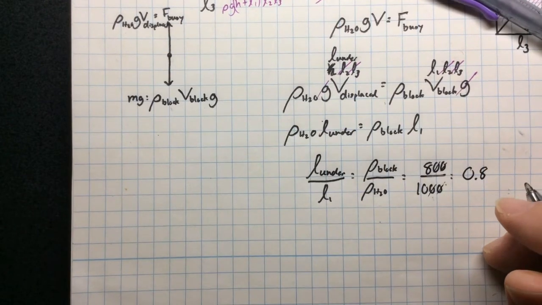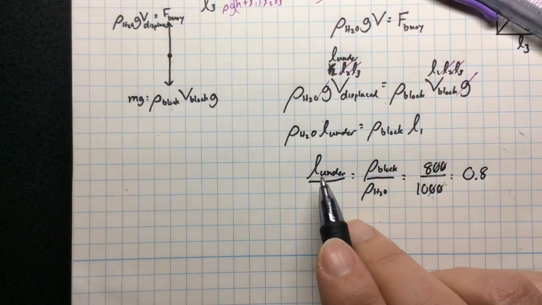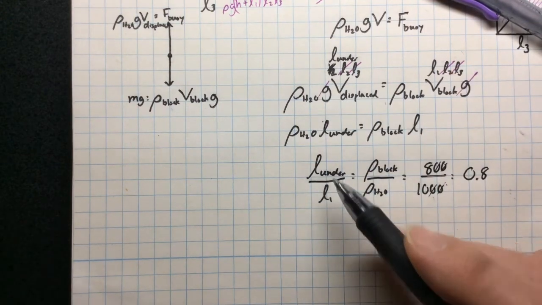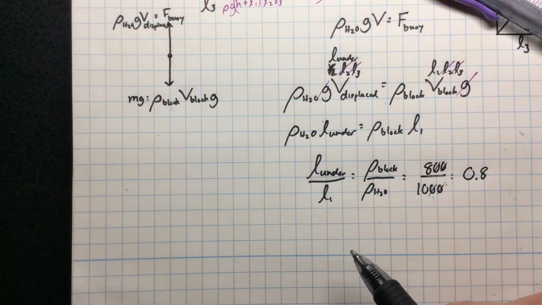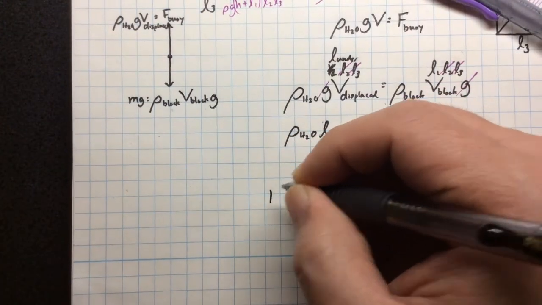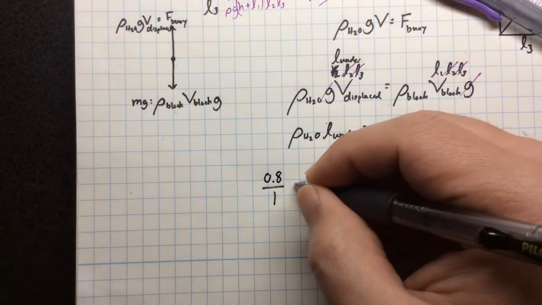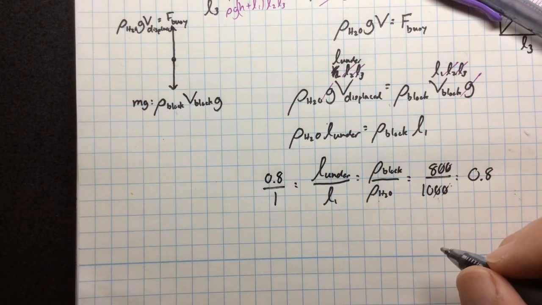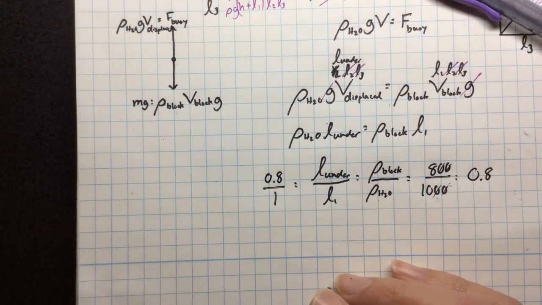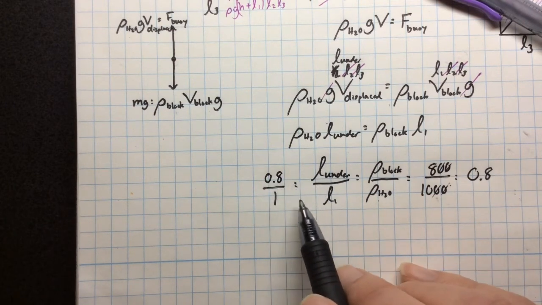Now, what does that mean? That means that 80% of this thing, as far as the height goes, is under the water, right? Because if I call L1 like 1 meter, that means that this has to be 0.8 on top. All right, and that's actually really, really neat. So the stuff that's under the water, L under, that's 80% of it.